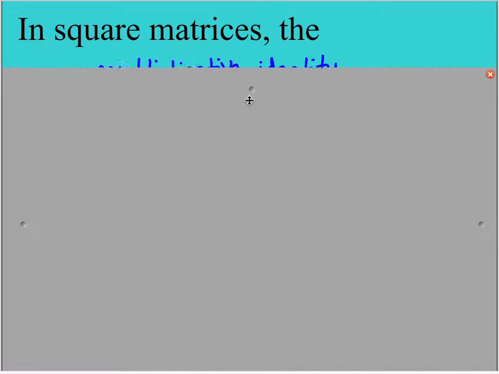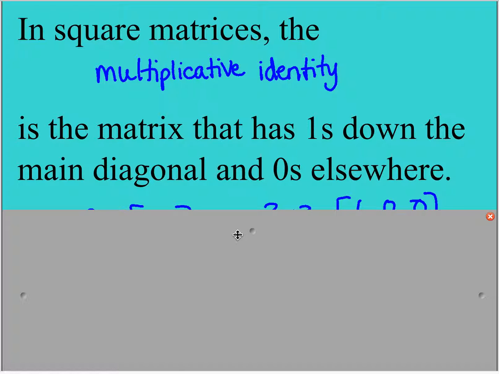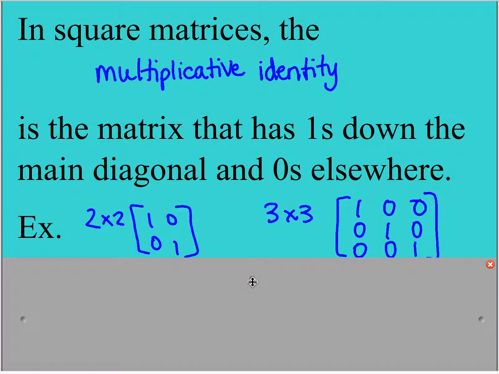So in square matrices, a square matrix is a 2 by 2 or a 3 by 3, a 4 by 4, where the number of rows and columns is equal. The multiplicative identity is the matrix that has 1s down the main diagonal and 0s elsewhere. Here are examples of a 2 by 2 and a 3 by 3. The 1s are going down the main diagonal, which is always from the top left to the bottom right, and then you have 0s everywhere else.